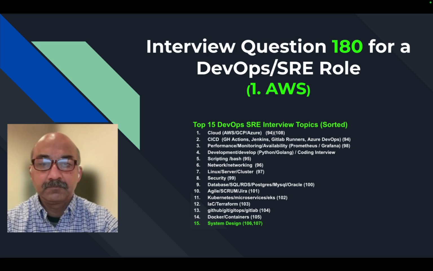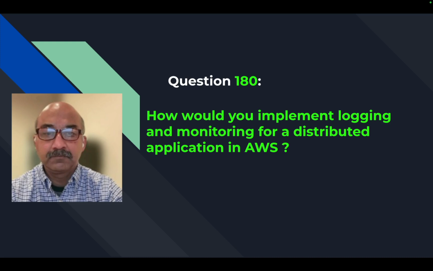Today we're on topic number 1, AWS. And the question is, how would you implement logging and monitoring for a distributed application in AWS? The key here is the word distributed. That means your application is running on multiple servers, and maybe you have a load balancer, maybe what have you. So it's a distributed application. The other two keywords here are logging and monitoring. So when you're answering this question, you have to make sure that you touch those key points at the very least.